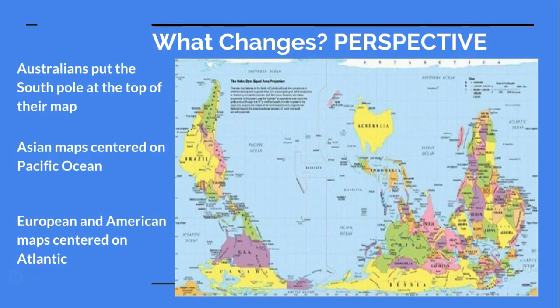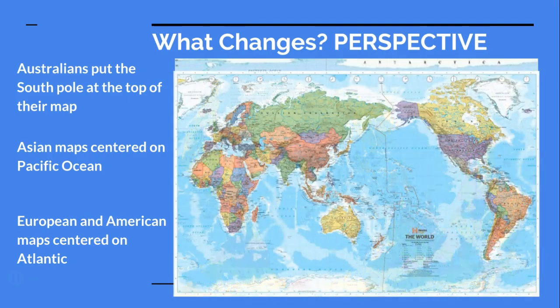And then second is perspective. What else can change on a map? And the reason why there are different maps is that we can also have different perspectives. For example, this first map here on the right is a map of what Australians would use, where they actually put the South Pole at the top of their map. So when they look at Australia, you see Australia here. It is at the top of the map instead of the bottom, and then everything is kind of adjusted around it. It's definitely a very different look than what we're used to.